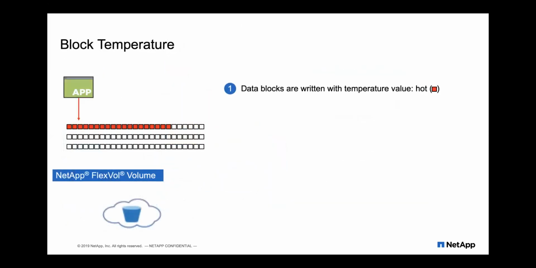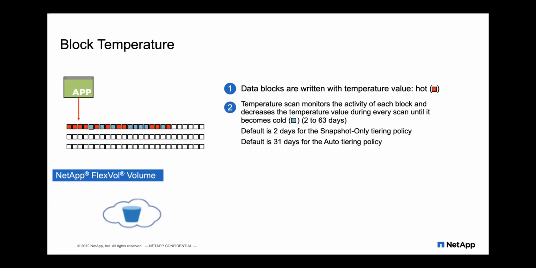So how do we determine what's an inactive block? Every block that's written on the storage is flagged as hot. Over time, we have monitoring scanners that check the activity of each block and decrease the temperature, and that scan can be set from 2 to 63 days. So as a block sits there and is not being read for the minimum period, 2 to 63 days, if that block hasn't been accessed, we mark it as inactive or cold and flag it ready for tiering.